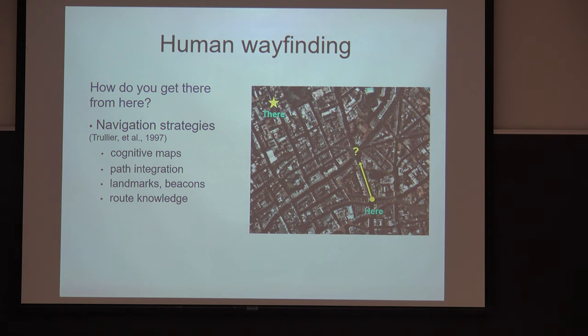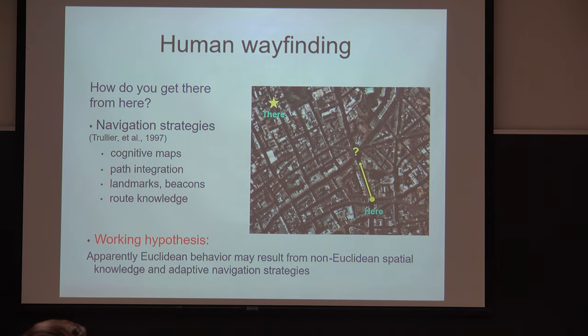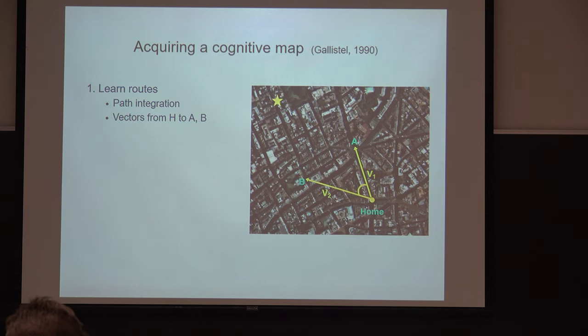So how would you form a cognitive map? I'm getting a little ahead of myself. So here are some strategies we're going to talk about: cognitive maps, path integration, landmarks or beacons, and route knowledge. And I'll unpack these things as we go. So let's say you're at this location and you want to get over here. The working hypothesis we're going to take is that apparently Euclidean behavior may result from non-Euclidean spatial knowledge and adaptive navigation strategies.